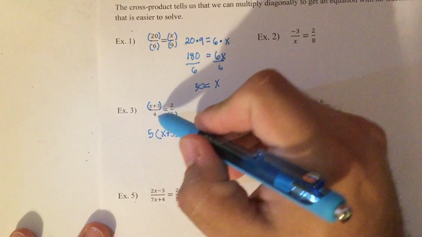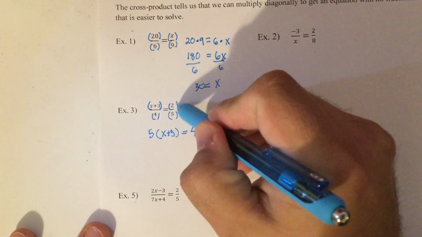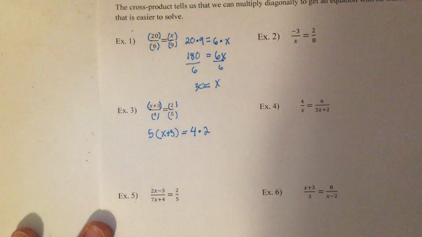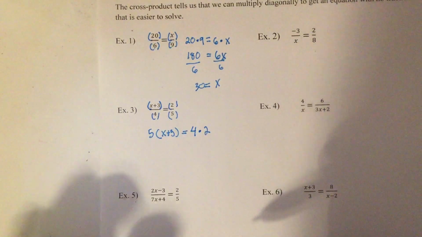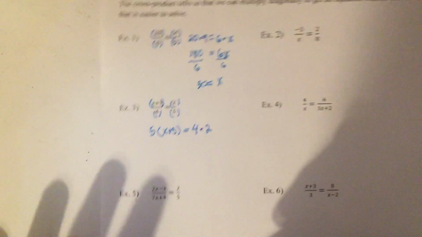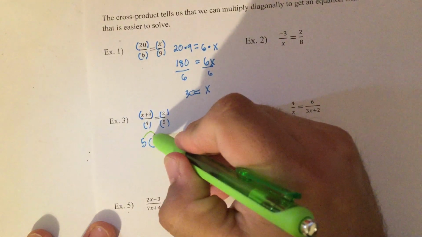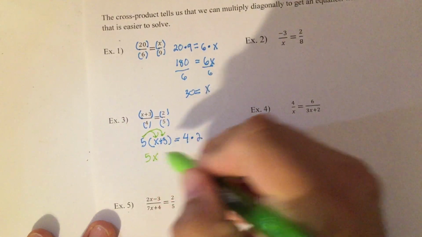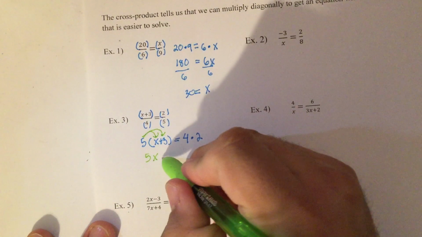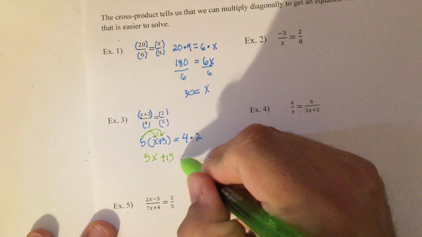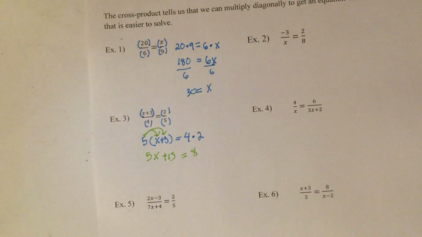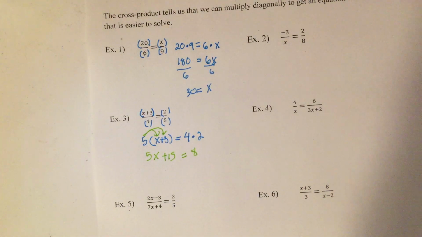Okay, so now because I put all of these in parentheses, when I multiply, this tells me that I can distribute here. So I want to distribute this 5 before I do anything else, because we want to use order of operations first, right? So multiply the 5. 5 times x is 5x, right? 5 times 3 is a positive 15, equals 4 times 2 is 8. Now we have our two-step equation. 5x plus 15 equals 8.